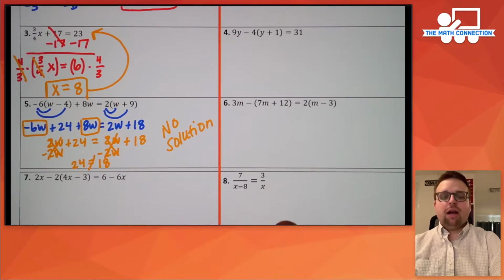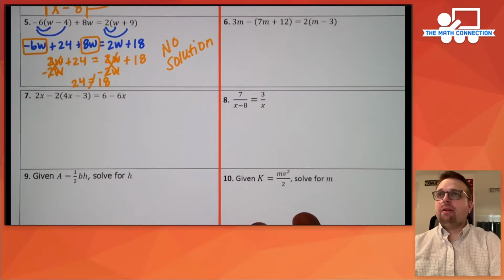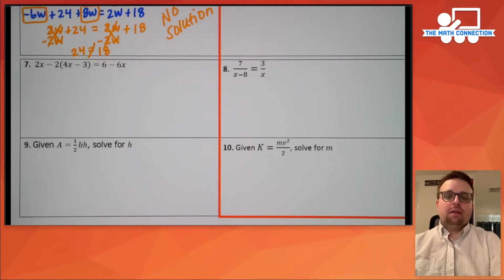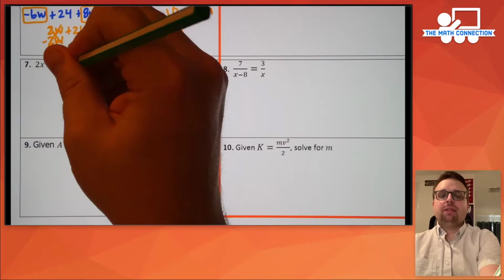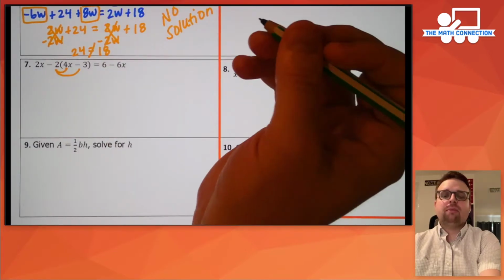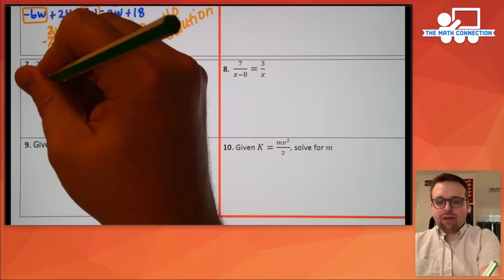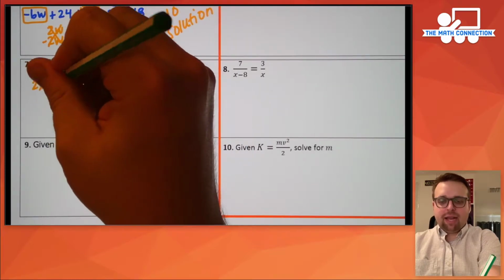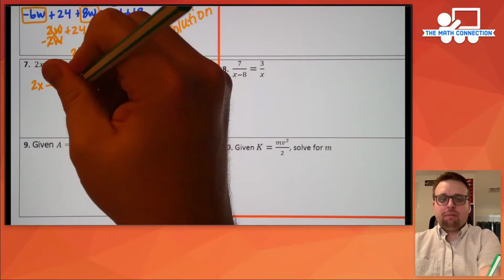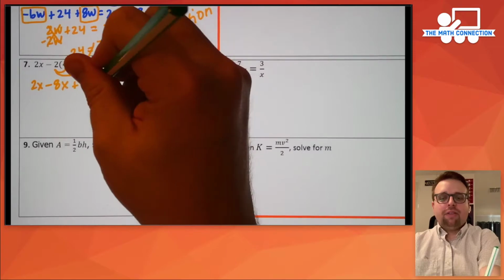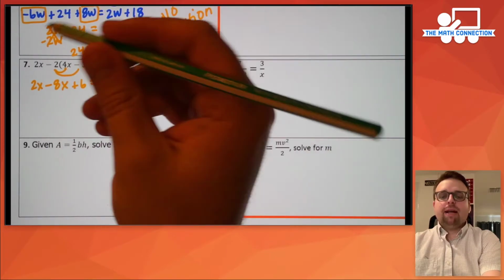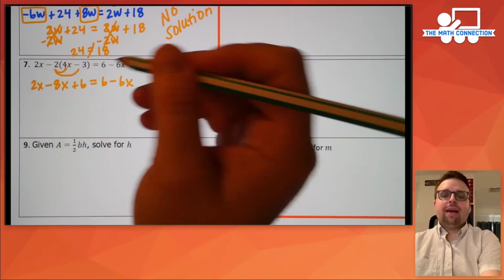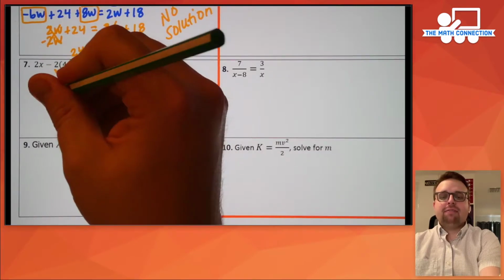Okay, let's roll this screen up here, and we're going to do 7 and 9. So 7, we have 2x, we have some distributive property. We're going to do this, 2 times 4x and 2 times negative 3. So this is 2x minus 8x and then plus 6. On the other side, we have 6 minus 6x. So let's combine some like terms here. 2x minus 8x is negative 6x.